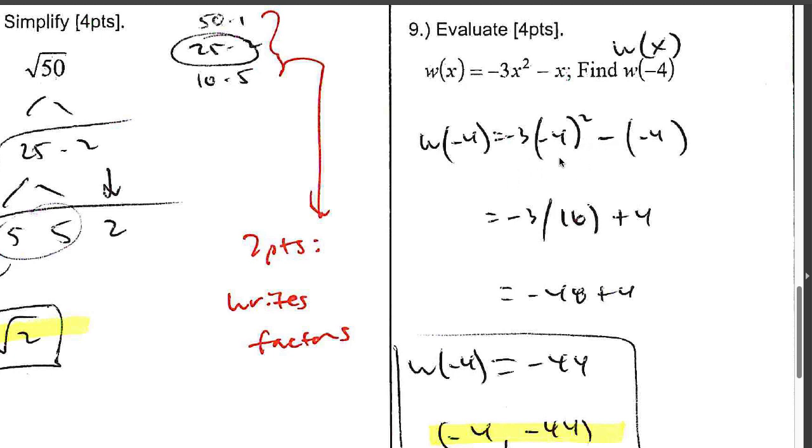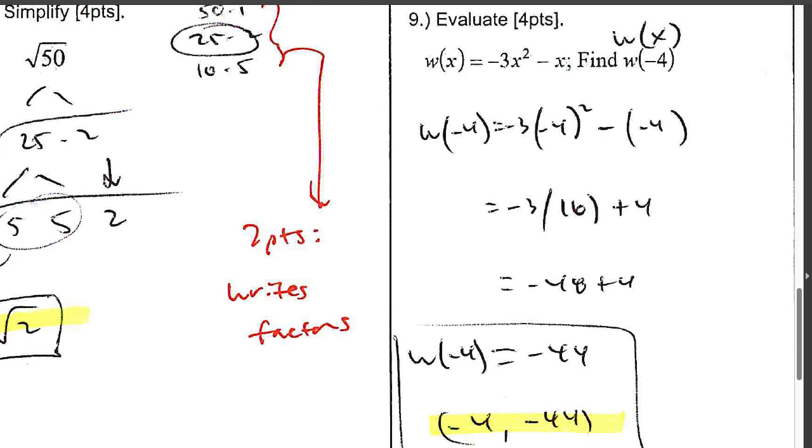So here, remember we have order of operations. You're going to use your exponents first. Remember this is negative 4 times negative 4, which is a positive 16. You can put that in your calculator to verify that. Opposite of a negative 4 is positive 4. Negative 3 times 16 is a negative 48. And negative 48 plus 4 is a negative 44. So when you plug in x is negative 4, your function output value is negative 44. And this gives you the ordered pair negative 4, negative 44. All you need is really negative 44, so full credit.